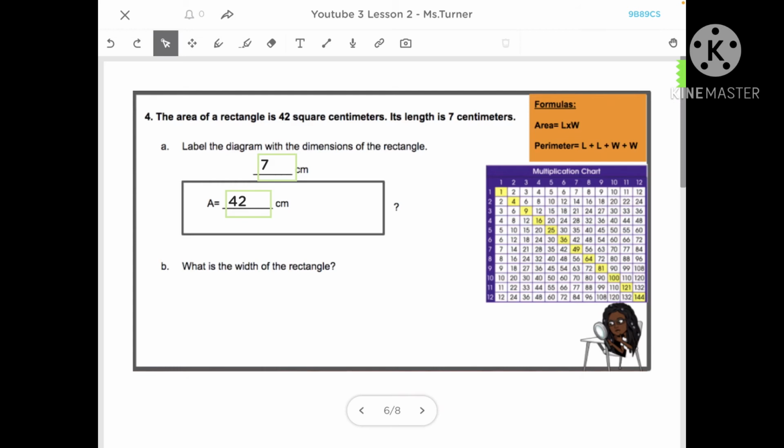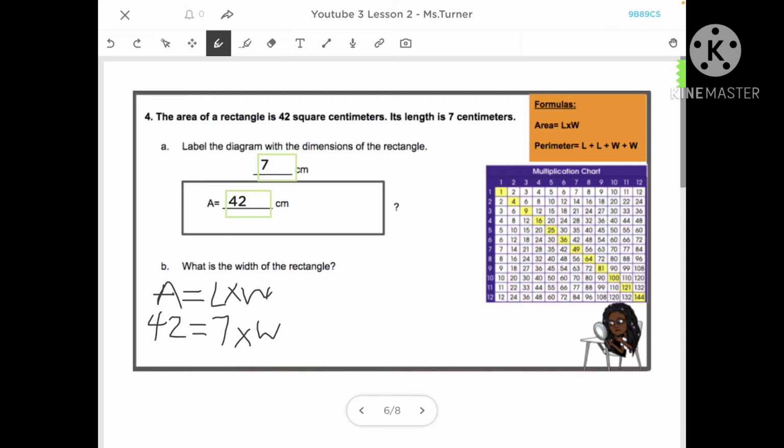Can you remind me, what is that formula to find our area? What is the formula for area? Yes, area equals length times width. But I know my area. What's my area? Yes, 42 square centimeters, but we're just going to say 42. And I also know my length. What's my length? Good, 7. But I don't know my width, so that's still going to be my unknown.